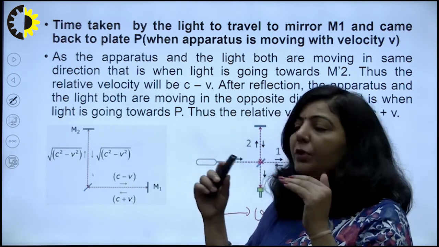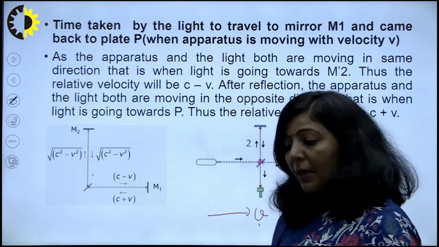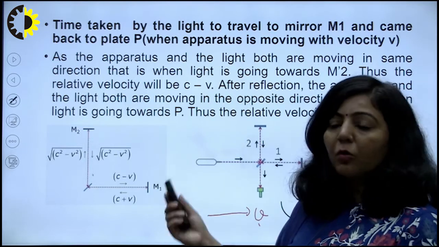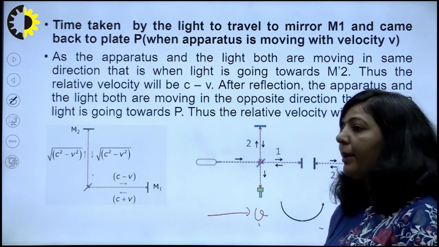Then they will reach the mirrors M1 and M2, they will be reflected by those mirrors and then they will come back to the glass plate. Then they are directed towards the telescope, where they get superimposed and you will get an interference pattern.